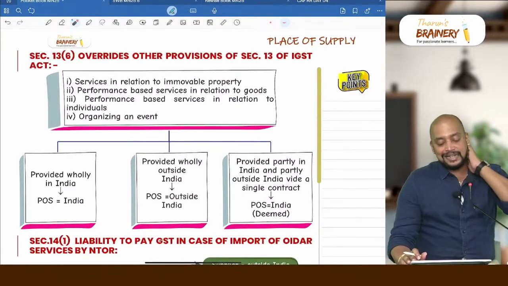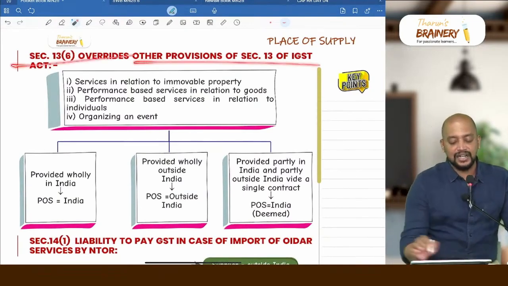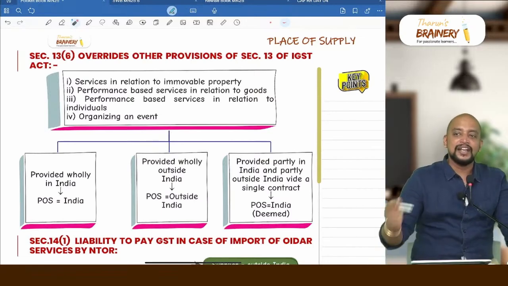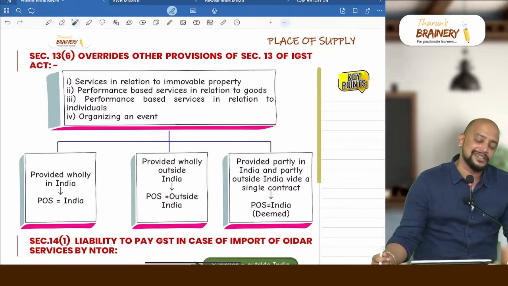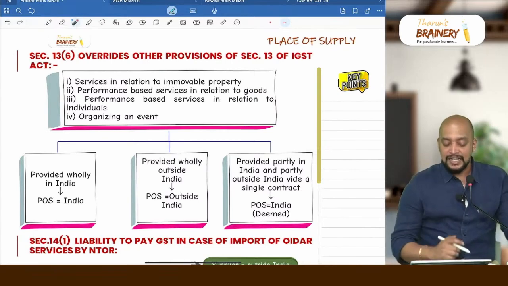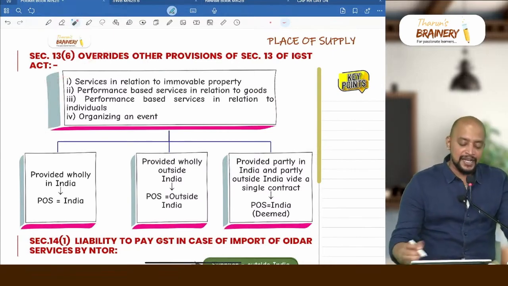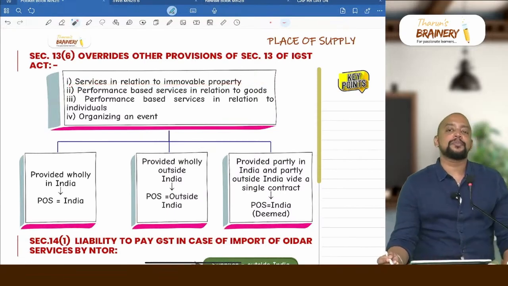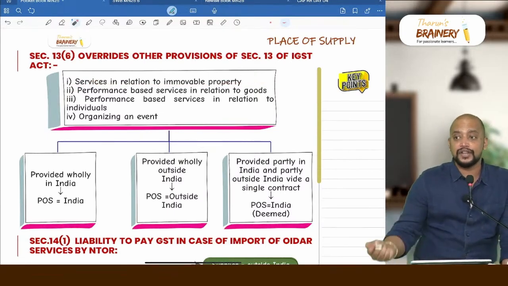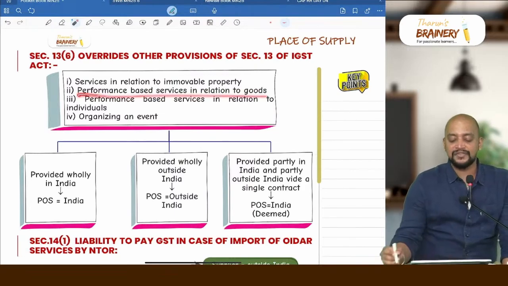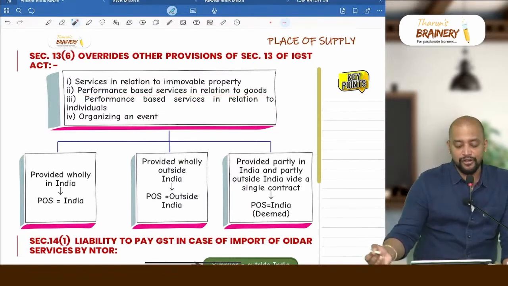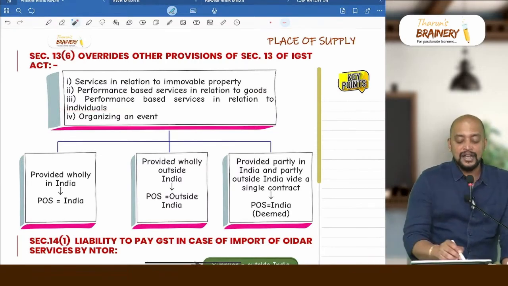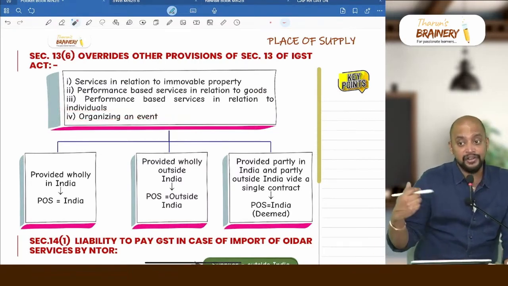So section 13(6) overrides other provisions of section 13 of the IGST Act. This they have already tested, I don't think they will be asking again. In MCQ in November 24 they have tested this. That is, there are 4 services. Service in relation to immobile property, performance based service in relation to goods. In case of service in relation to immobile property, what is the place of supply? Location of immobile property. Performance based service in relation to goods, location of performance. Performance based service in relation to individual, location of performance. Organizing an event, location of event.